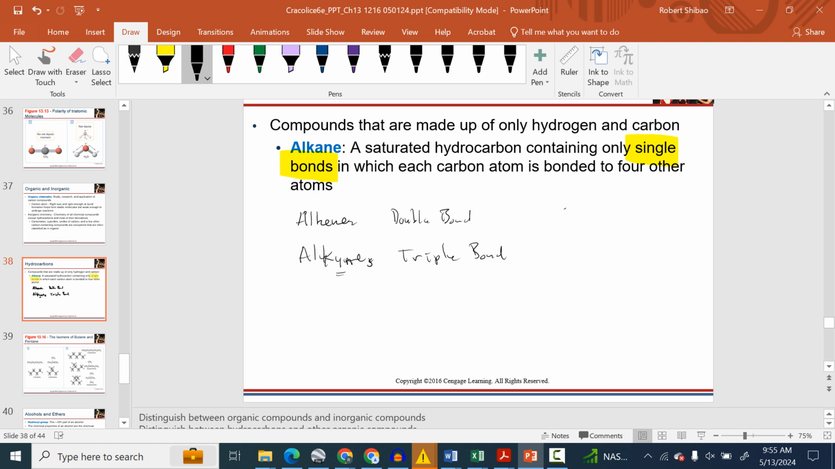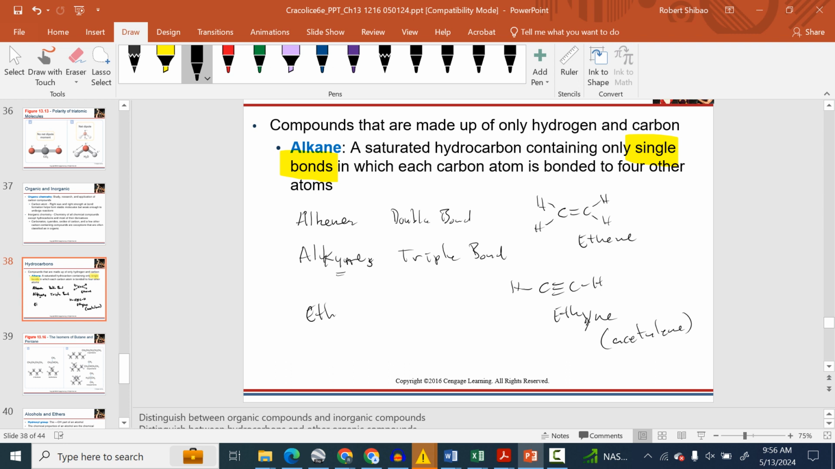And so we'll have something like this. This is one of the simplest alkenes. This is actually the simplest. This is called ethene. And if we have a triple bond, this would be the simplest triple bond compound. This is called ethyne. Ethyne has a common name, which is called acetylene. You don't have to know acetylene here.